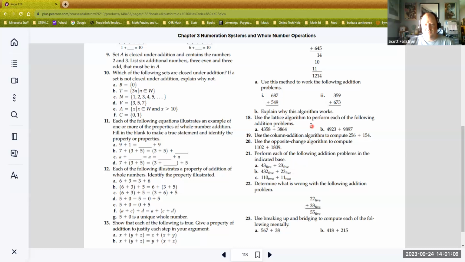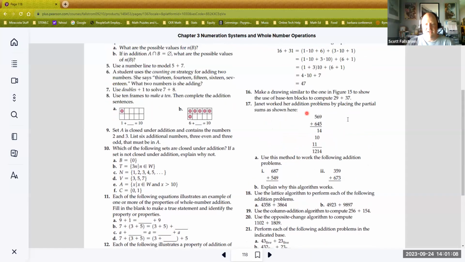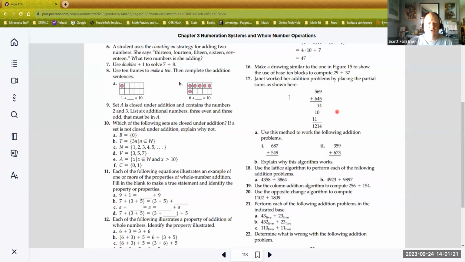Lattice algorithm, column addition algorithm. Does this work and why? Okay. So this is partial sums as they're kind of going down. And does it work? This is a good one right here. Let me zoom in just a little bit to kind of show what I'm talking about.